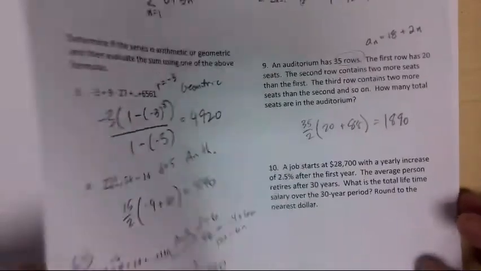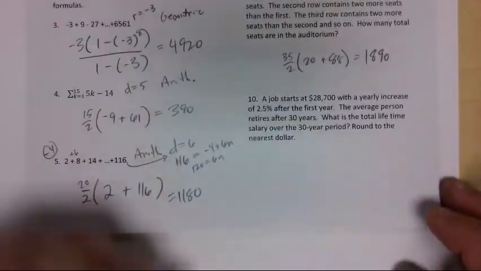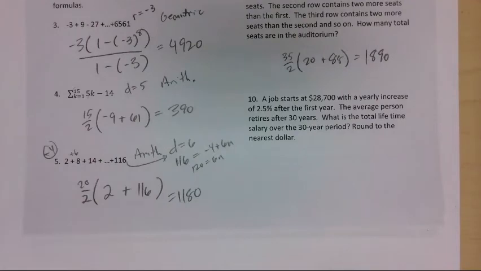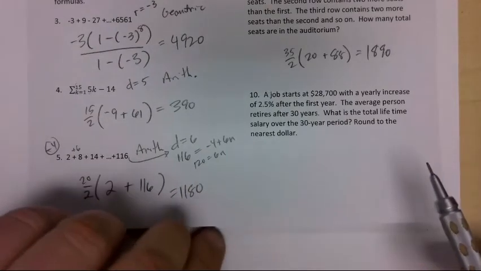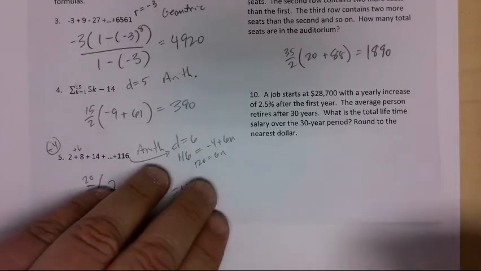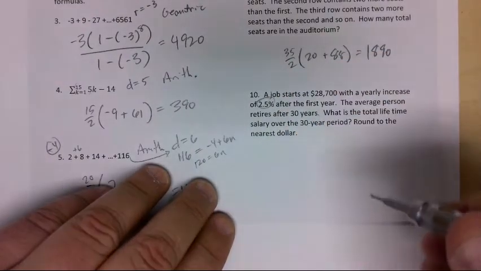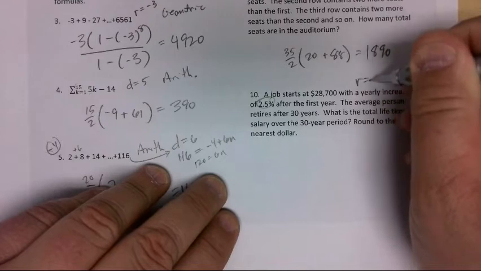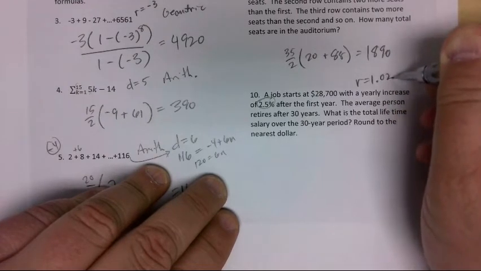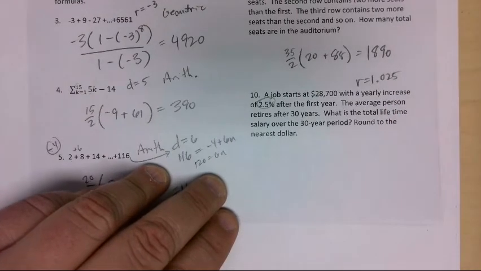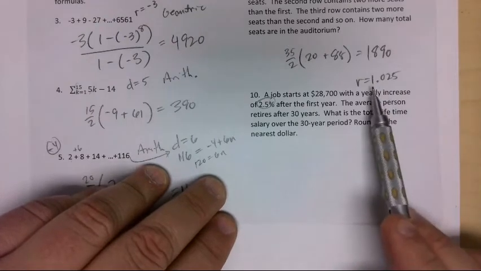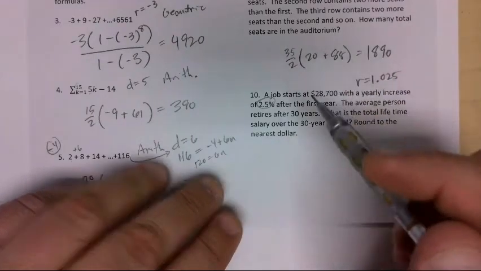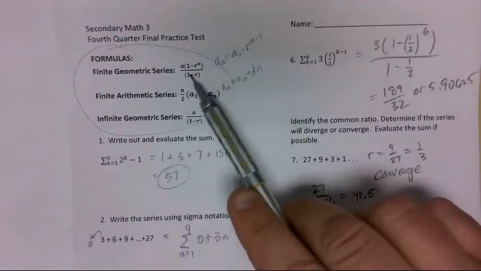Okay, now what about this one? A job starts at 28,700 with a yearly increase of 2.5% after the first year. The average person retires after 30 years. What's the total lifetime salary? Well, if they get a yearly increase of 2.5%, that means my ratio is 1.025. Remember, if you get an increase or a decrease, you just have to add or subtract from 1. So this really is saying use that formula.